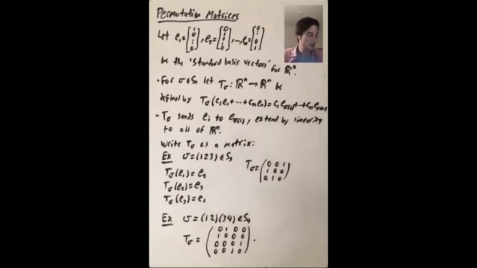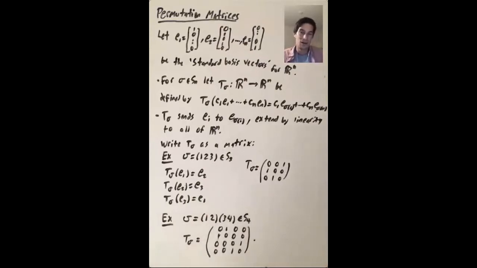One more example. Let's take the product of disjoint transpositions, (1 2) times (3 4) in S4. So this sends e1 to e2. It sends e2 back to e1. It sends e3 to e4 and e4 back to e3. So we get this matrix here.